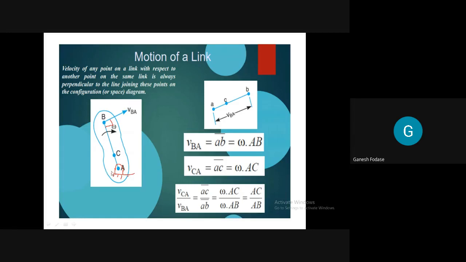Please understand, AB is a rigid link. Let's say this B is rotating. This link AB is rotating about A with some angular velocity omega. Now I ask you, what is the linear velocity of B with respect to A? I don't know the magnitude, but the direction of this velocity must be perpendicular to the link. My question to you is why it is perpendicular?